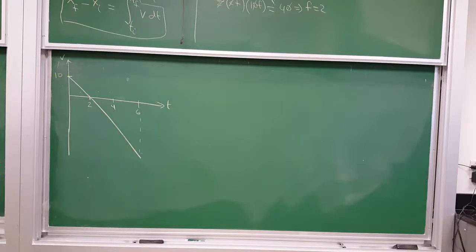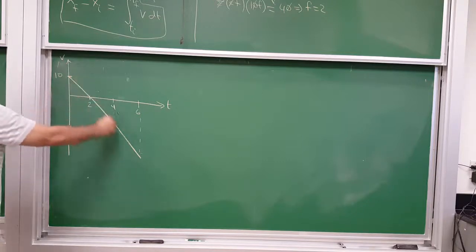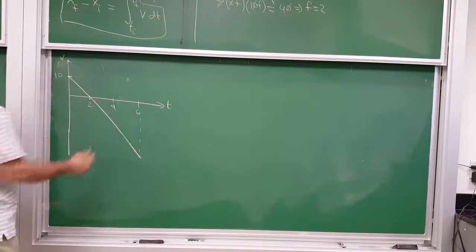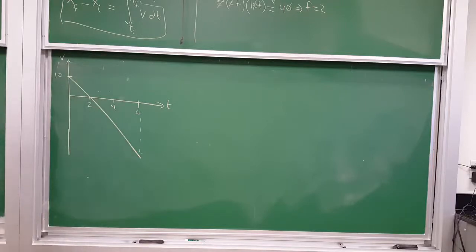So first, I have to find the velocity as a function of time. So what's the velocity as a function of time? Well, you have to find the equation of this line, right? Velocity depends on time. To find an equation of a line, y equals mx plus b, so I need to find the slope and the y-intercept.